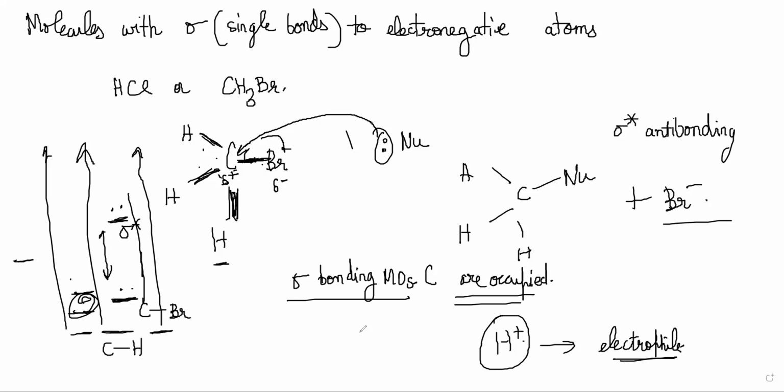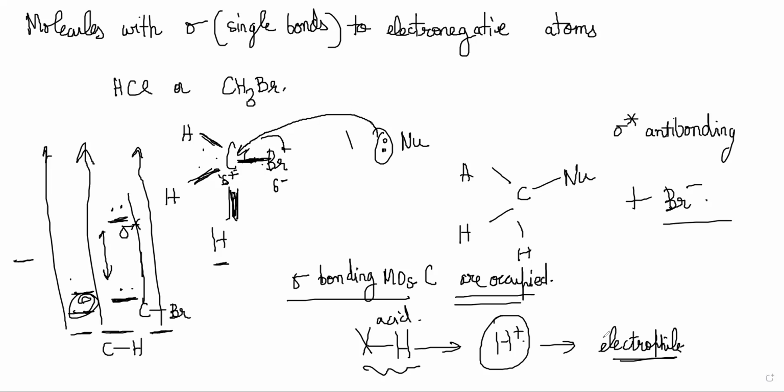So if a molecule is losing H plus, then that is an acid. This acid is behaving like an electrophile. And a nucleophile is a base when it has a lone pair that it can donate to the XH bond. We have already discussed the Lewis acid-base concept, so later we'll come back to it again.